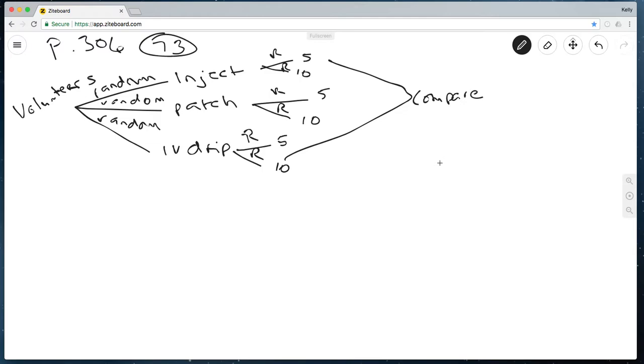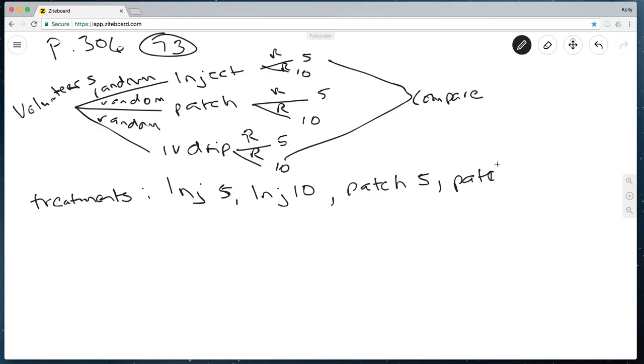All right, so here, if I asked you, what are the treatments? Well, if you set up your diagram correctly, it's actually beautiful because you just follow the bars. Okay, so we have inject 5, inject 10, patch 5, patch 10, and then IV 5, and IV 10. You can see there are 6 treatments here, and here we have 6 lines that are going to different treatments.